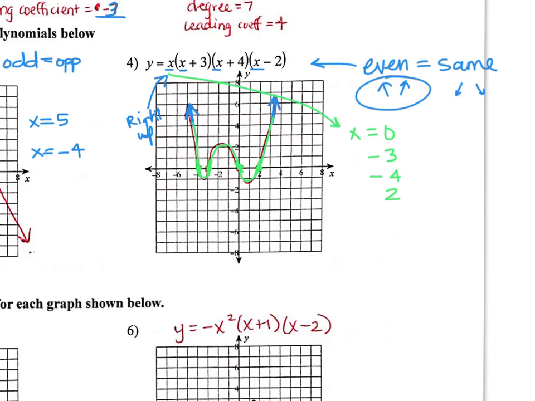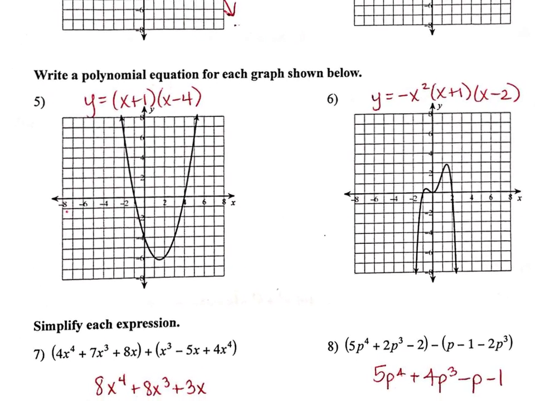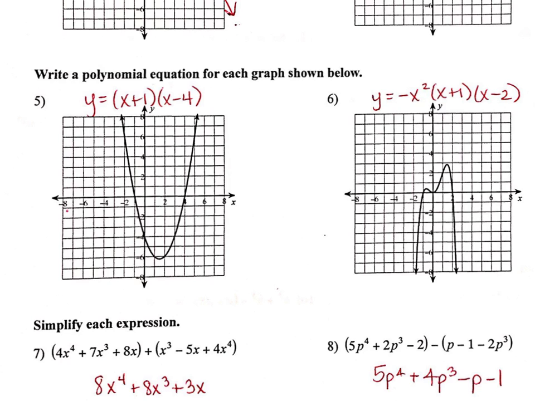Okay, question 5 and 6. 5 and 6 is going the other direction. They're asking me to write an equation. So the first thing I would do, some of you actually may think this is easier, is find my roots. This was -1, so I did x plus 1. Remember, it's opposite. This one's at 4, so I did x minus 4. That's where those two things are coming from.